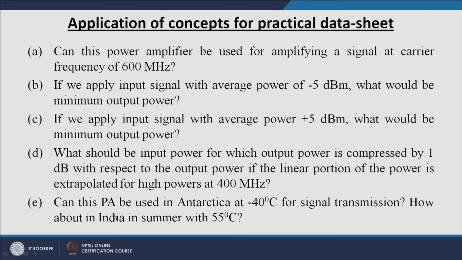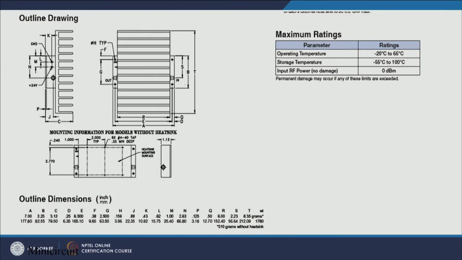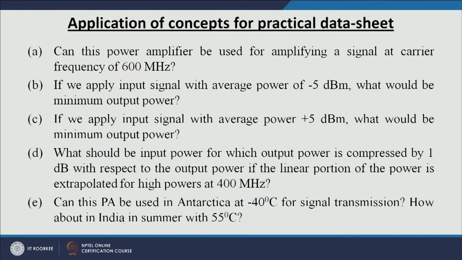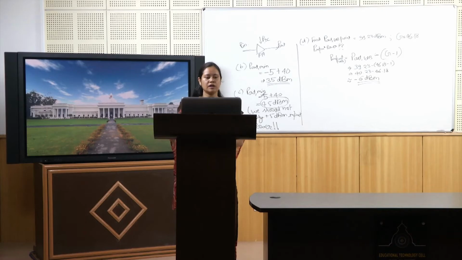How about in India in summer with 55 degree centigrade? Let's have a look again. The upper range is 65 degree centigrade for the operating temperature. So of course in India we can use it, but in Antarctica we cannot use it at minus 40. This is how we can select with respect to our temperature.